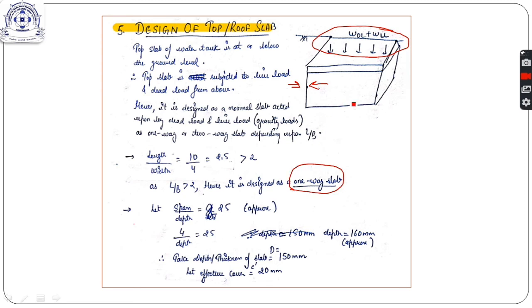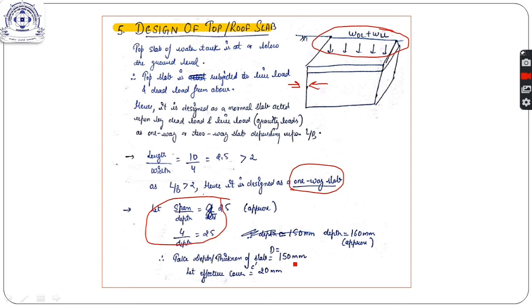If it had been L by B less than 2, then you will have to design it as a two-way slab with simply supported edges. Now this one-way slab is designed in the same way as we did in the previous course of RCC 1. So first of all, you assume the depth of the slab by using this expression, as L span to depth ratio is 25.